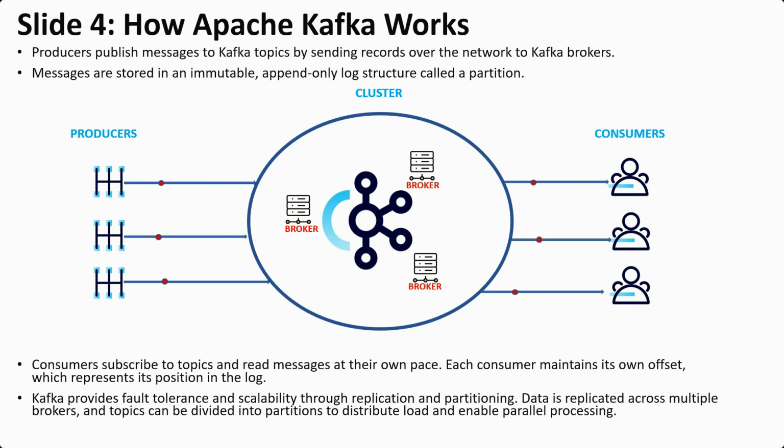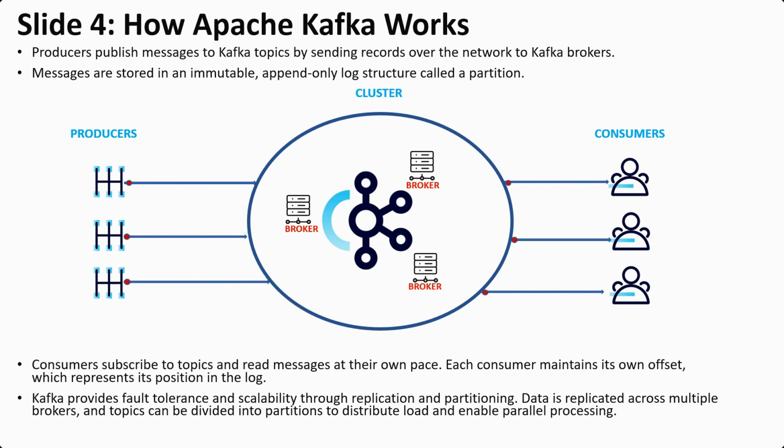Let's now discuss how Apache Kafka works. First, producers publish messages to Kafka topics by sending records over the network to Kafka brokers. Producers are responsible for generating data and pushing it into the Kafka ecosystem. These messages are stored in an immutable append-only log structure called a partition. Partitions help Kafka manage and organize data efficiently, enabling it to handle large volumes of messages.